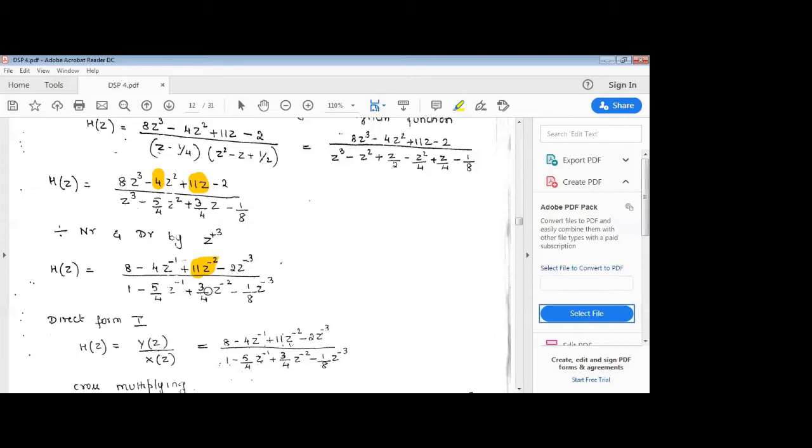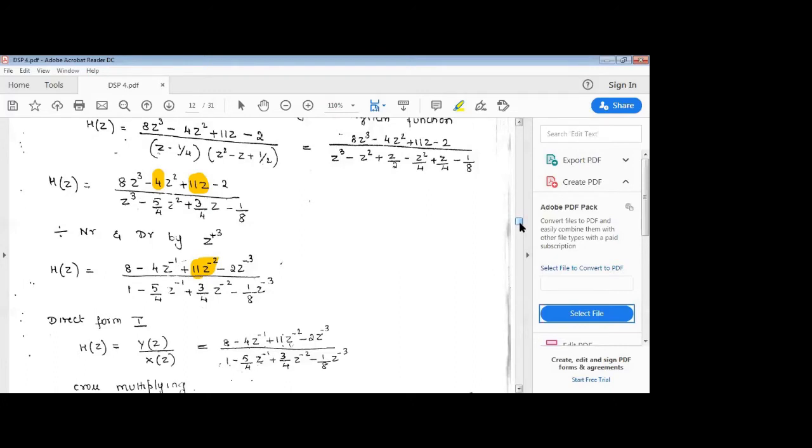And of course, in the denominator, we'll be getting 1 minus 5 by 4 z to the power of minus 1 plus 3 by 4 z to the power of minus 2 and minus 1 by 8 z to the power of minus 3. This is the transfer function we get after dividing the numerator and the denominator by the highest degree. What is the next thing we have to do?